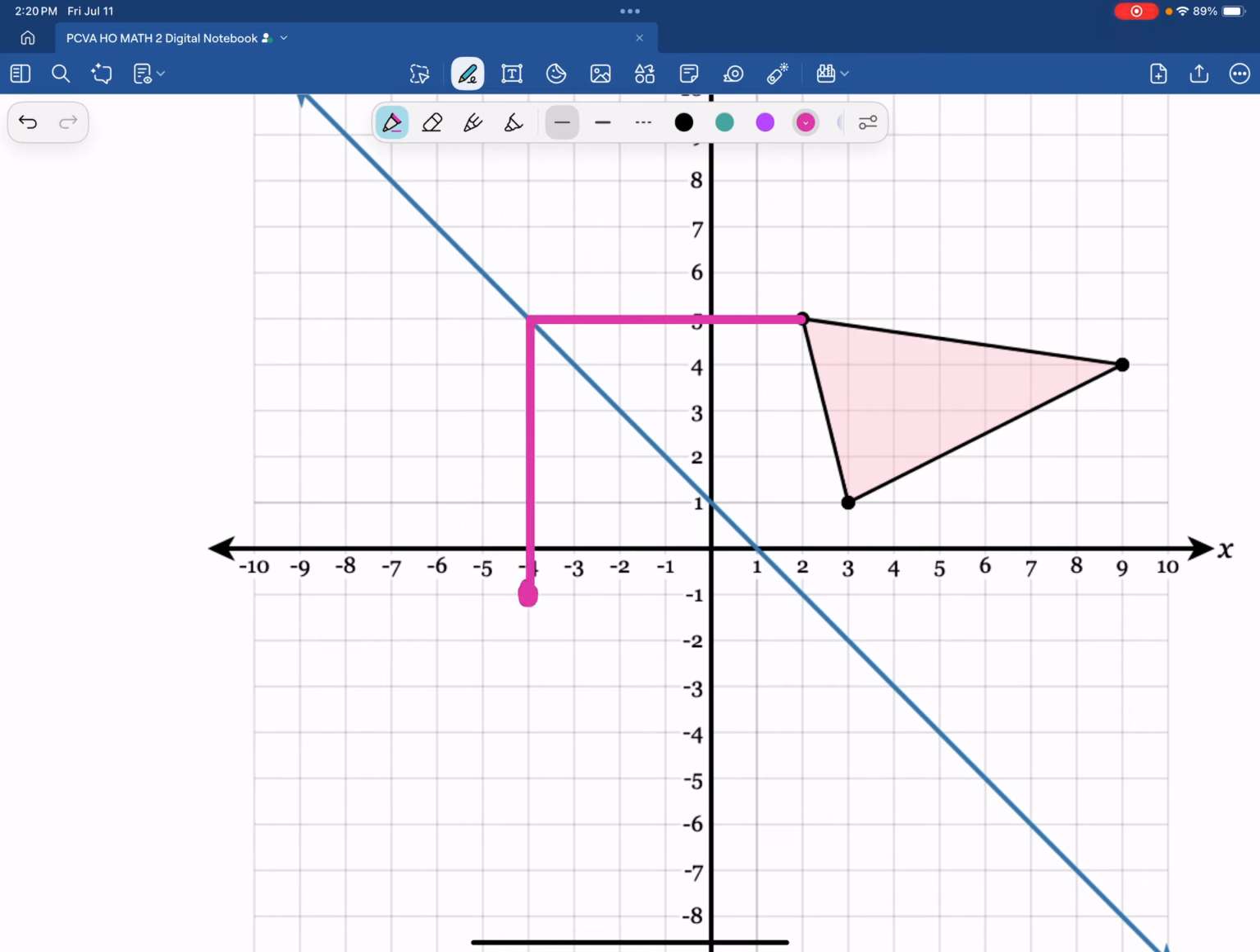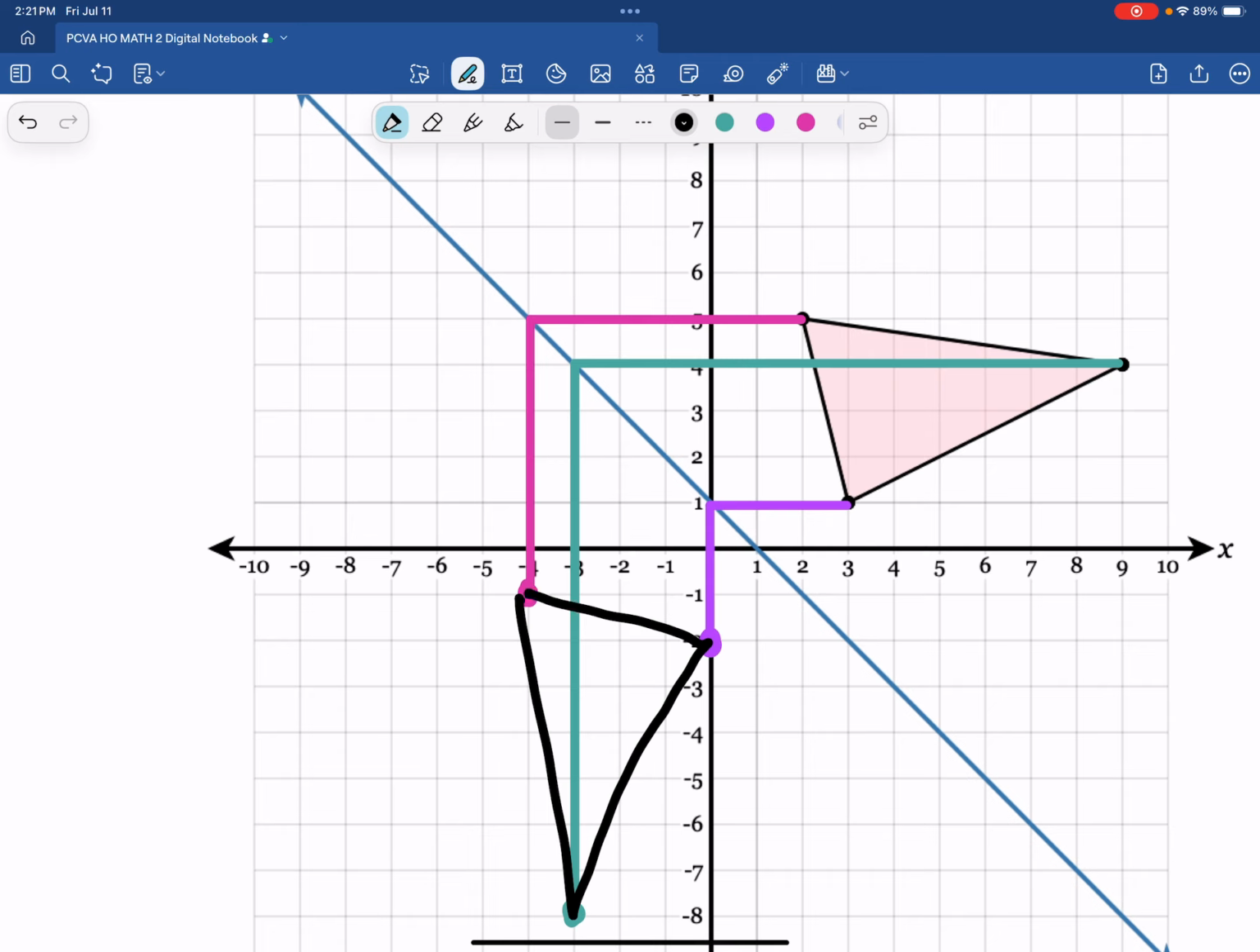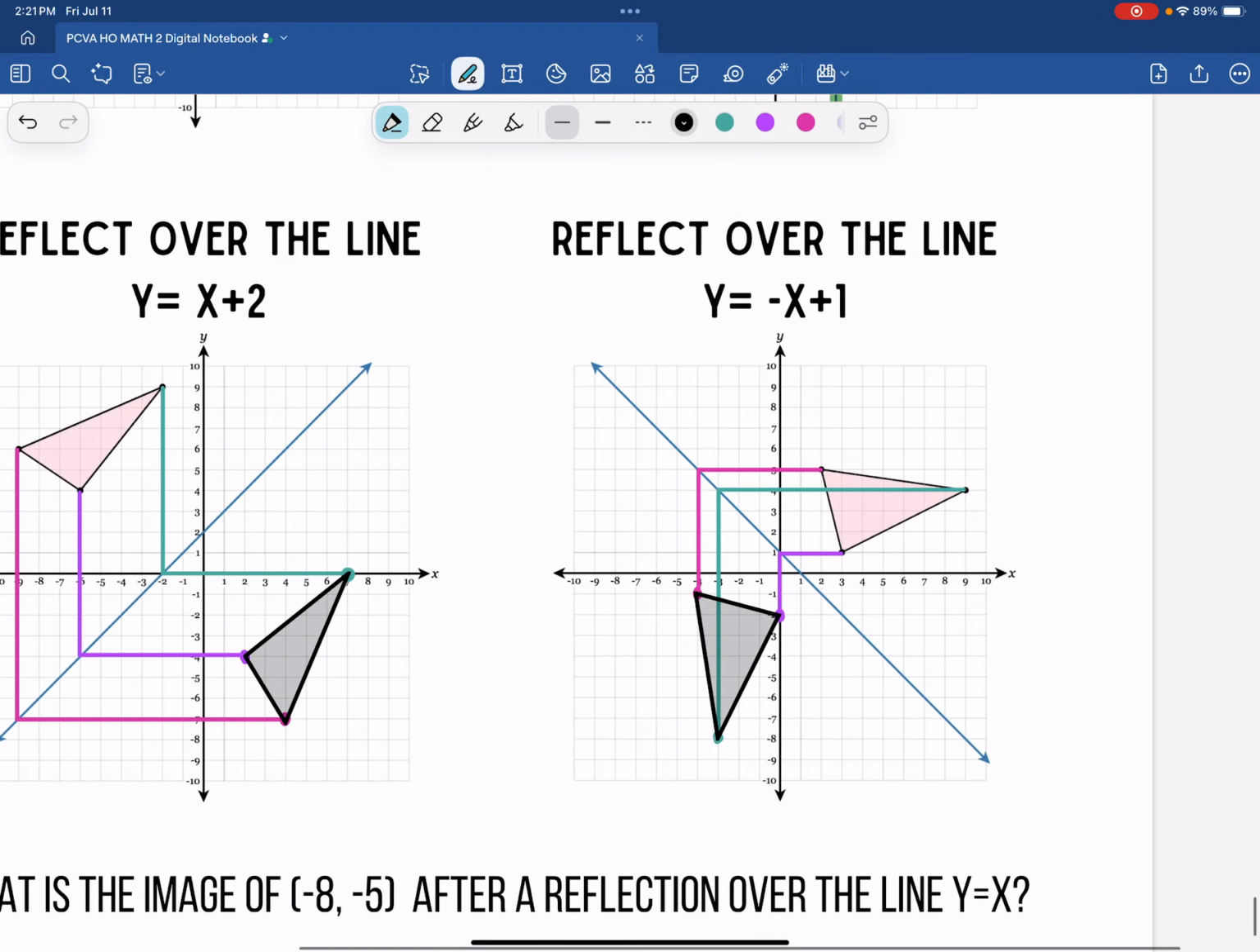Okay, and then for the next one, I'm going to go horizontally 3 units, and then I'm going to go vertical 3 units. And then for this one, if I go horizontal this time, let's see how many units that is. So that's 9 plus 3, so that's going to be 12 units. So we're going to go 12 units down. And there's my point. And then if I connect, and there's my reflection over that line.